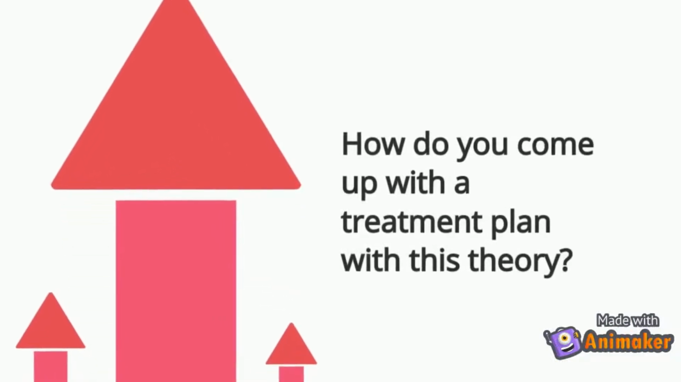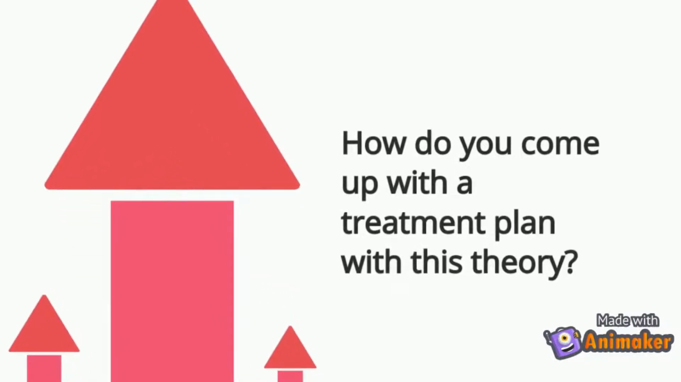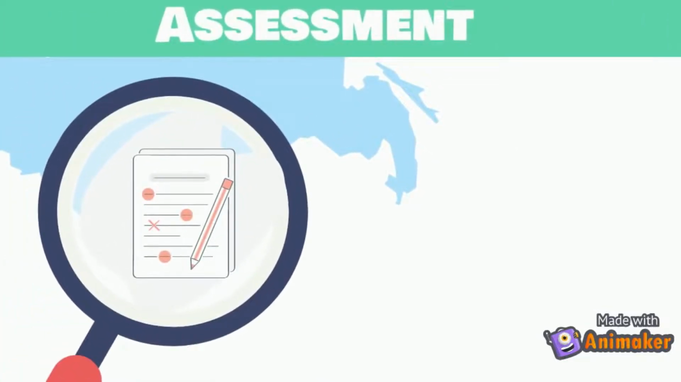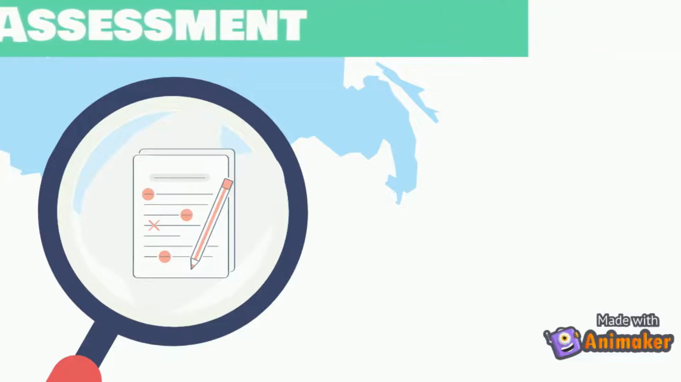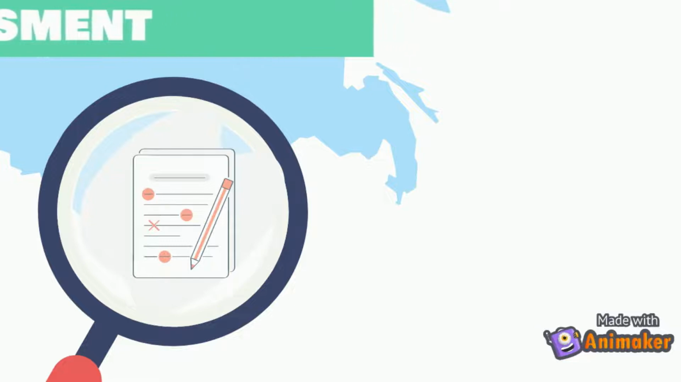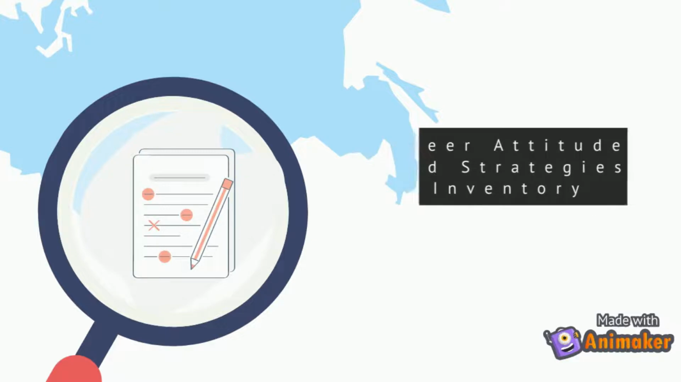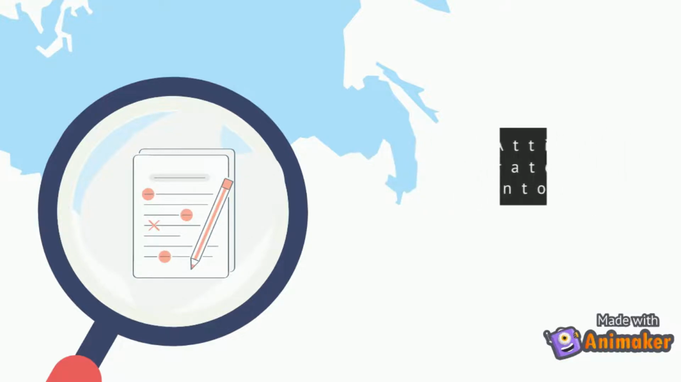How do you come up with a treatment plan with this theory? One, a primary intervention is assessment, both of the client and of his or her environment. A counselor working within Holland's framework would use some assessment tool to determine the client's primary, secondary, and tertiary types. Identification of type would gather further interventions. Second, the counselor may use the Career Attitudes and Strategies Inventory to evaluate a range of factors related to the client's current career.